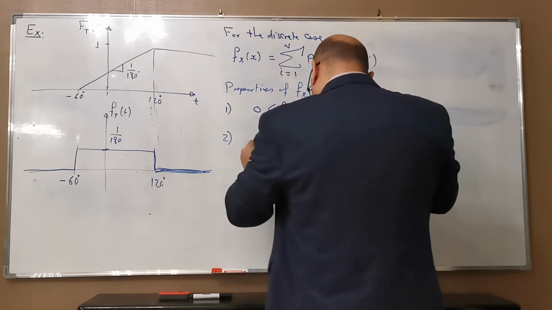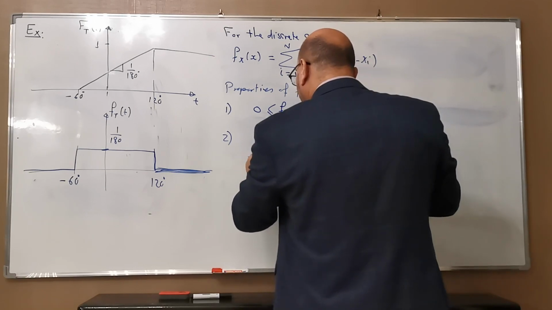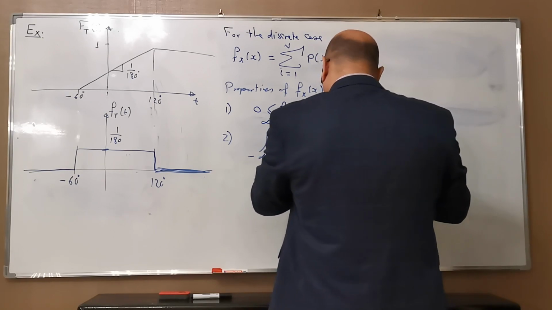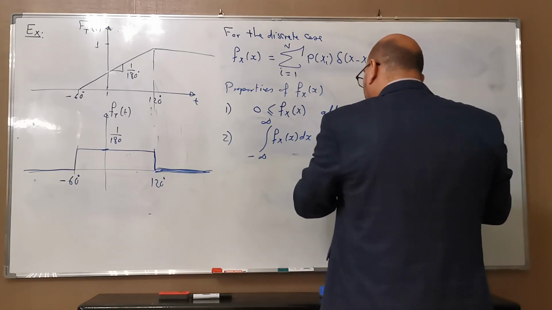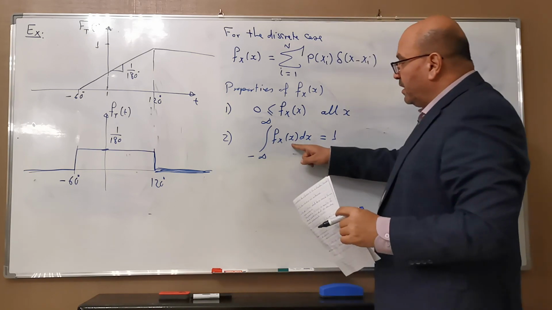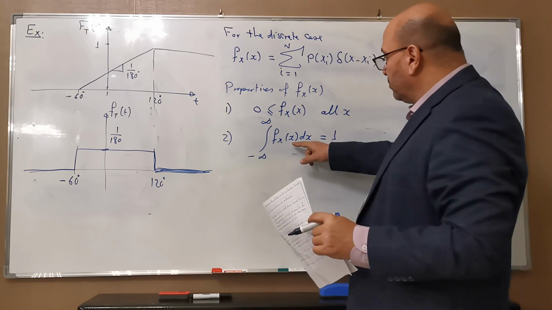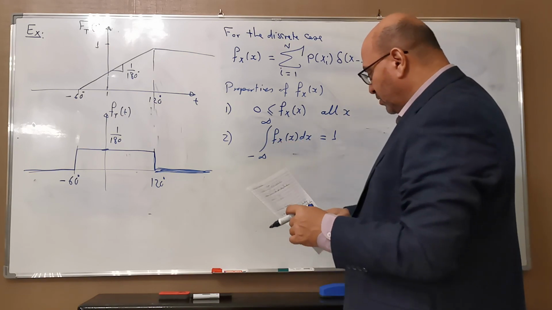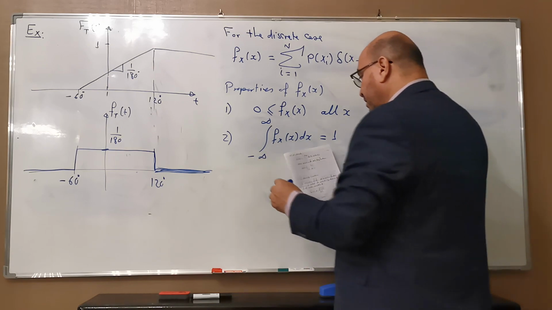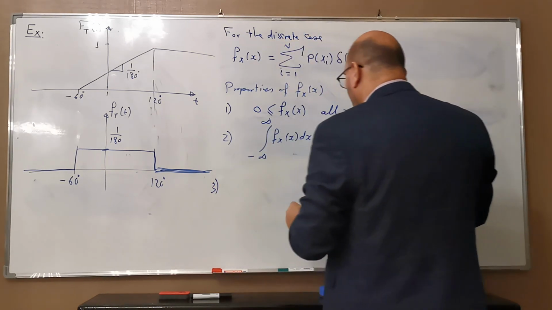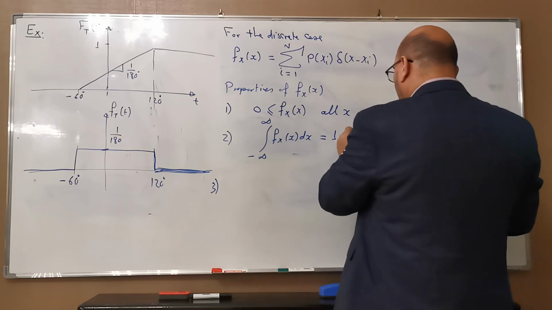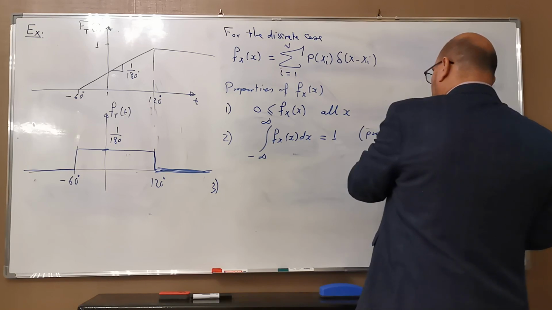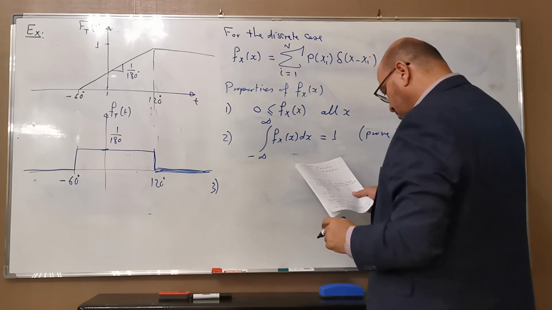Second, the area under the curve for fx of x dx is always equal to 1. The area under the curve is equal to 1 because the area under the curve for this function is the probability of s, which is equal to 1. Third, I will leave this as an exercise for you.